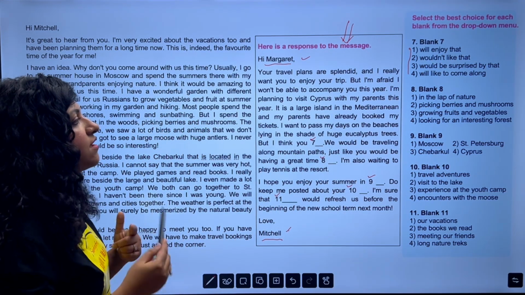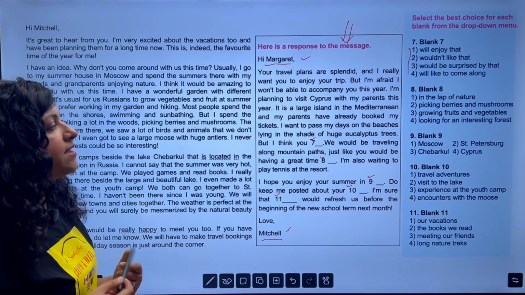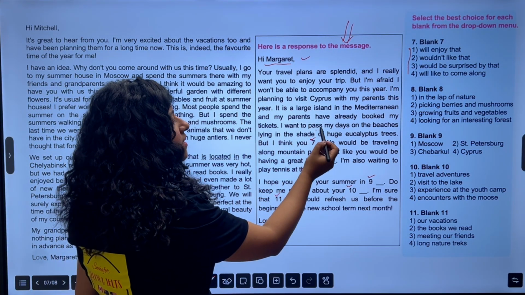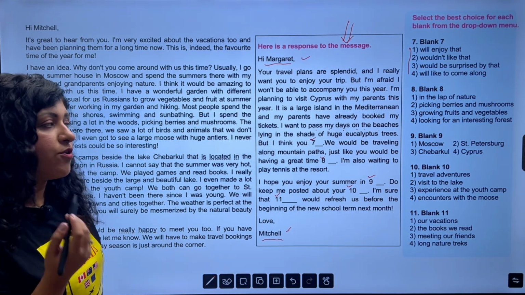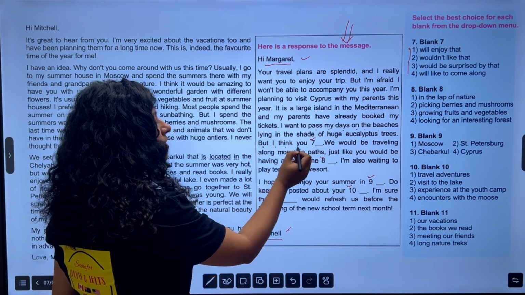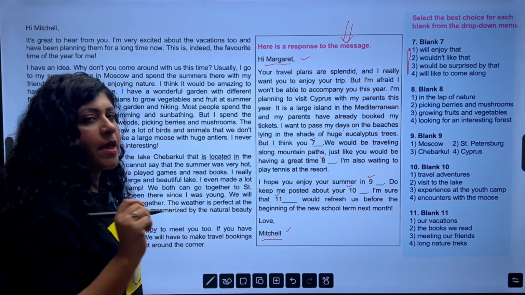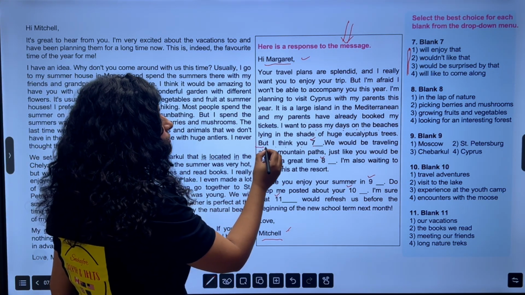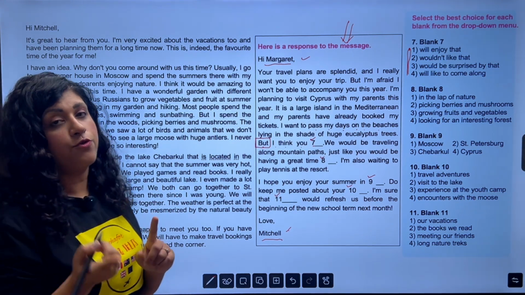So Michelle is now sharing her plans that she is going to Cyprus with her parents, and there what she will be doing is passing her days on the beaches. So she is going to spend her time on the beach. And then she says this thing, but I think you dash, and these are the options. Now, in this response to the message, whenever you have these contrasting words, please pay attention to them. They can be a clue for you.